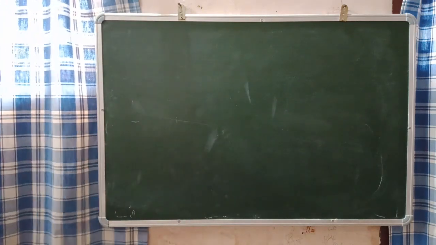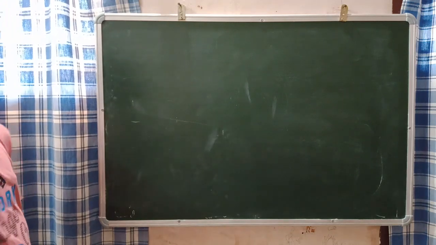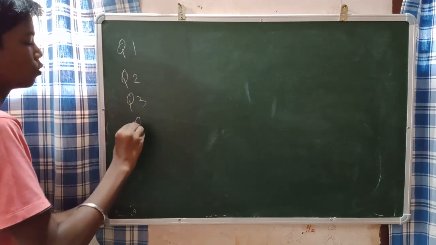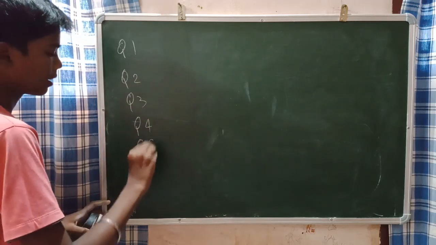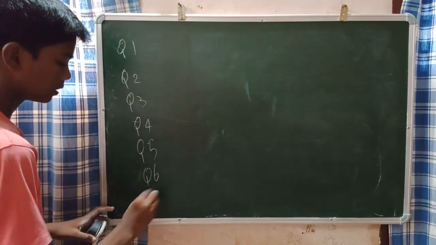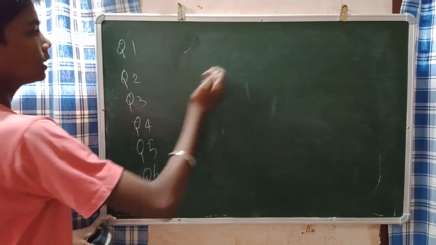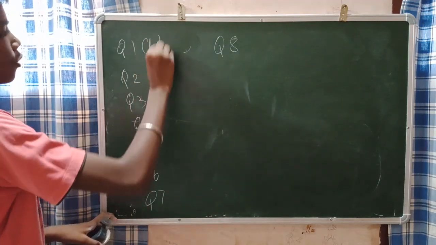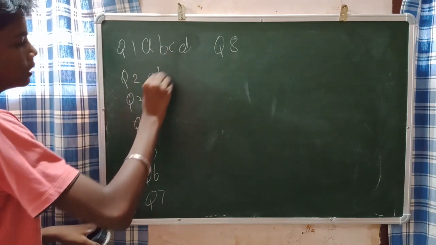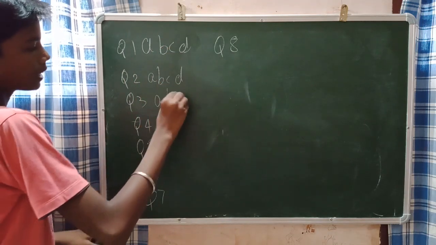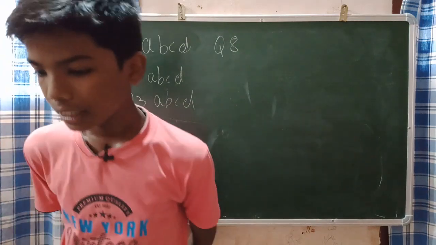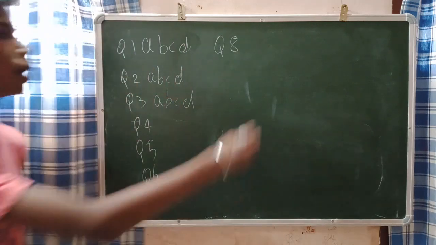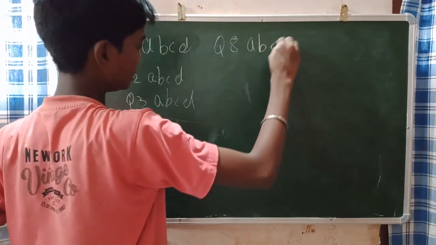So they are saying that totally there are 8 questions: question 1, question 2, question 3, question 4, question 5, question 6, question 7, question 8. Like that it's going on. For each and every question there will be 4 options: A, B, C, D. That's what they are saying now. Only 1 correct option. So up to 8 it is going on like A, B, C, D, A, B, C, D.